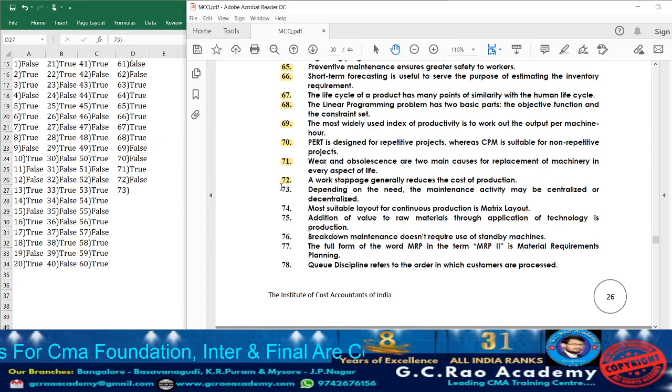Now statement 73. What they tell? Depending on the need, the maintenance activity may be centralized or decentralized.